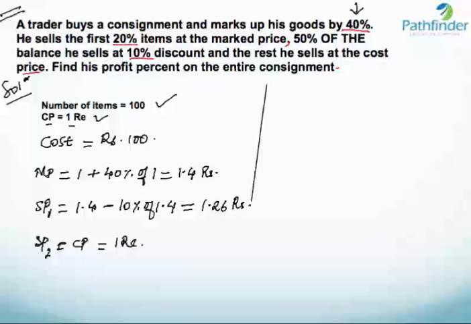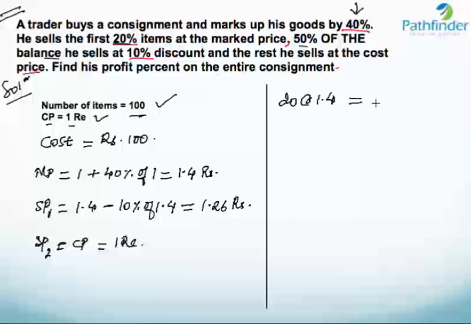So he sells his items in three different lots. The first lot is 20%, the second lot is 50% of the balance, and the third lot is whatever is remaining. So 20% of the total number of 100 is 20. So he sells 20 items at the marked price, that is 1.4 rupees, and so he must get 28 rupees because of this.